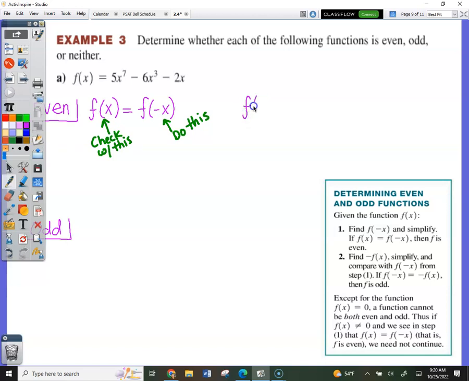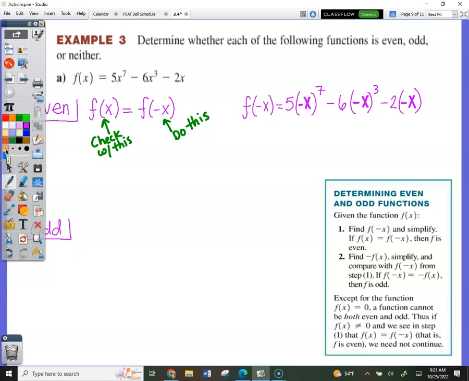Okay, so f of negative x equals, so this means you're plugging negative x into that big function. So everywhere there's an x, beep it out. 5 beep to the 7th minus 6 beep cubed minus 2 beep. And now everywhere there was an x, I'm putting negative x. And now you're going to think of what Ms. Holcomb's already said to you.